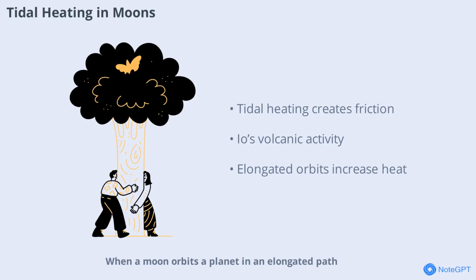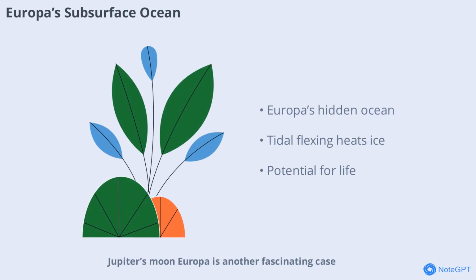When a moon orbits a planet in an elongated path, the varying gravitational pull stretches and squeezes the moon, creating friction and heat. This process, called tidal heating, can melt ice and even drive volcanic activity. Jupiter's moon Io is the most volcanically active body in the solar system, thanks to intense tidal heating from Jupiter's gravity. Jupiter's moon Europa is another fascinating case.